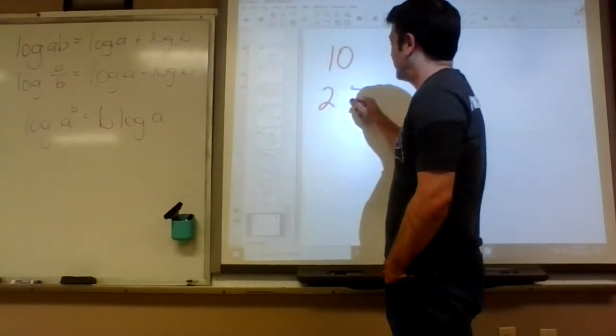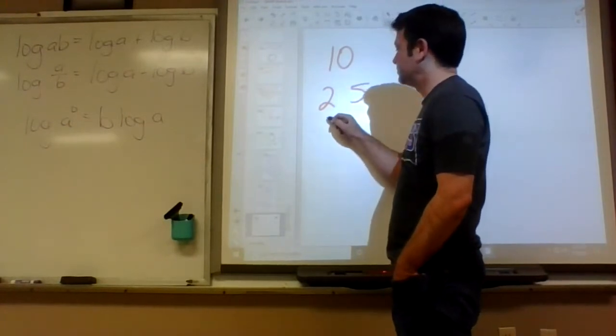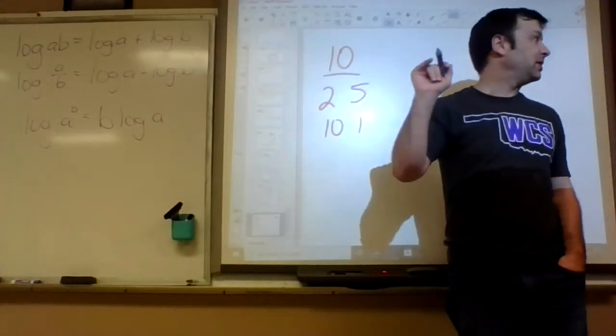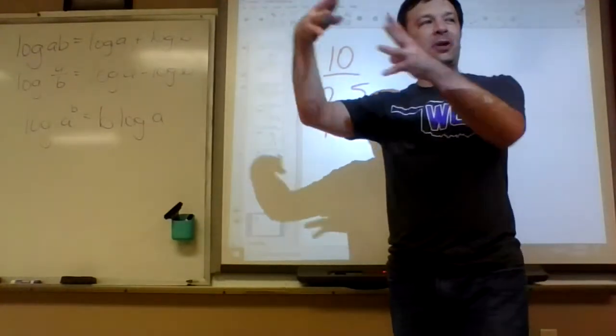Oh, that thing. 2 and 5. 10 and 1. And that's it. Those are 4 factors of 10. Factors are things that multiply into something else.